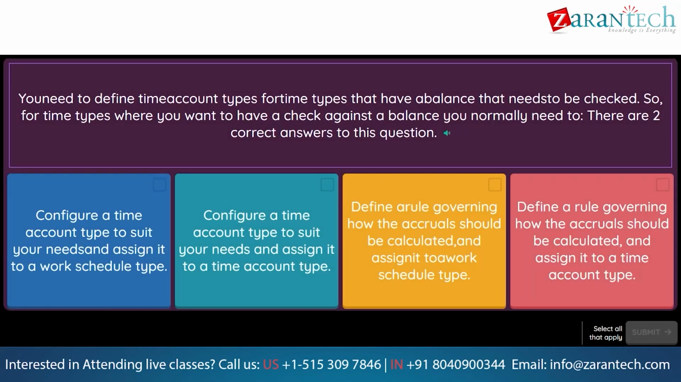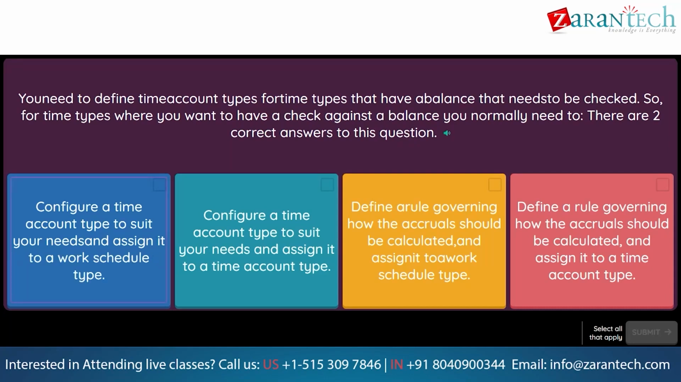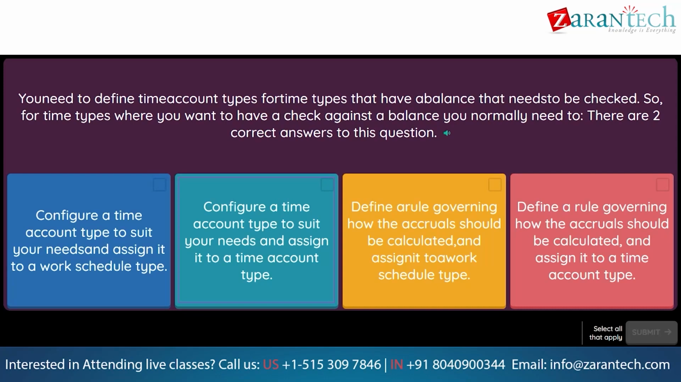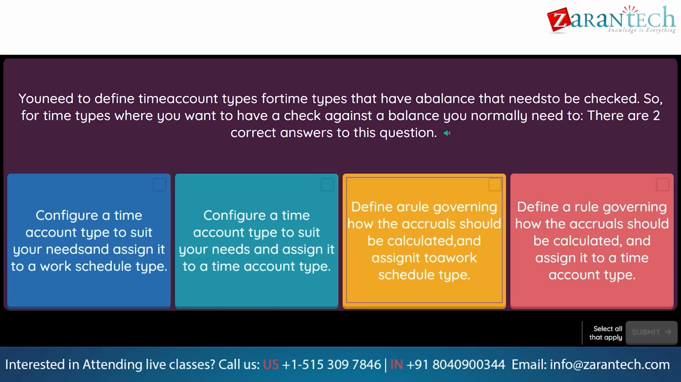Question: you need to define time account types for time types that have a balance that needs to be checked. So, for time types where you want to have a check against a balance, you normally need to, there are 2 correct answers to this question. Option 1, configure a time account type to suit your needs and assign it to a work schedule type. Option 2, configure a time account type to suit your needs and assign it to a time account type. Option 3, define a rule governing how the accruals should be calculated and assign it to a work schedule type. Option 4, define a rule governing how the accruals should be calculated, and assign it to a time account type.